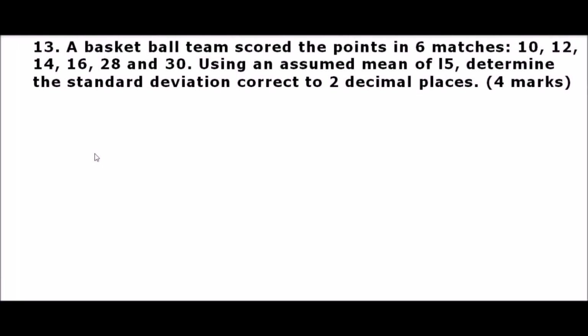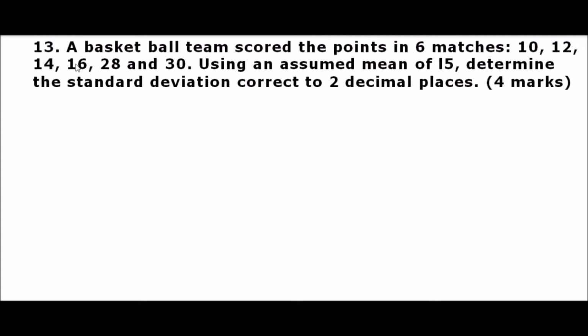A basketball team scored points in 6 matches. So we have 10, 12, 16, 28, and 30. Using an assumed mean of 15, determine the standard deviation correct to 2 decimal places. You get yourself 4 marks.